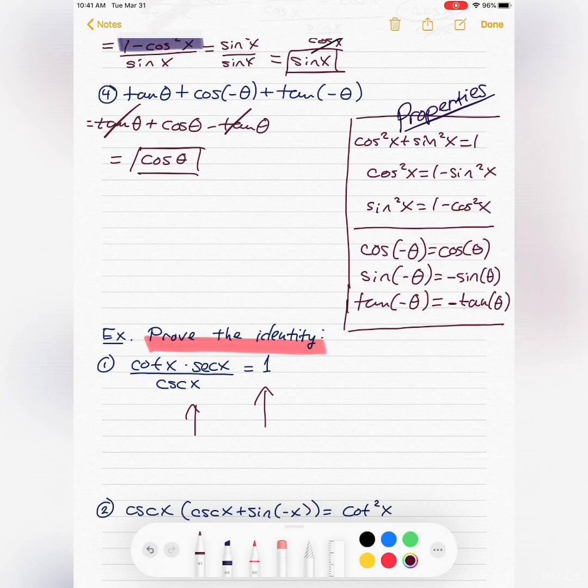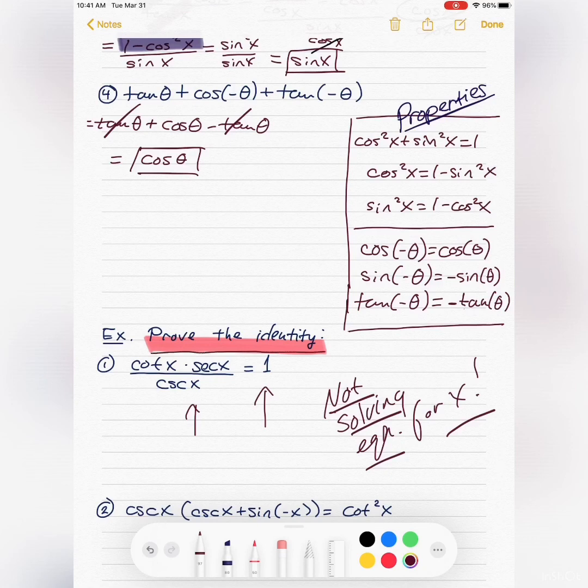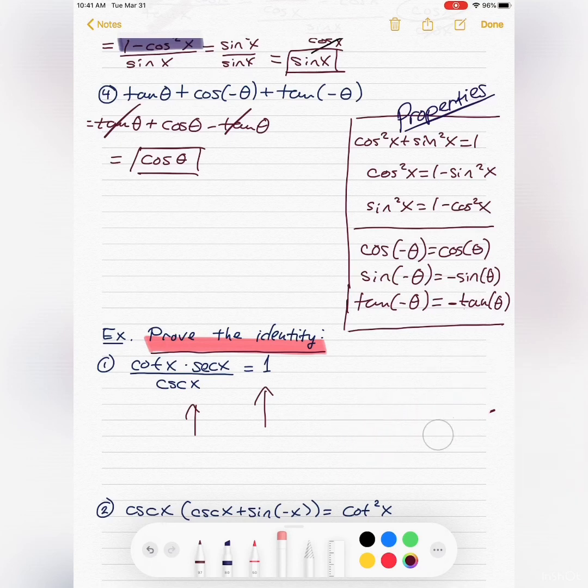So I am not solving the equation for x. That is not what I'm doing here. Instead, I'm trying to prove the identity. So this is where I wrote out a couple statements up at the top, so you can put these in your notes. So let me go back up to the top of this guy.